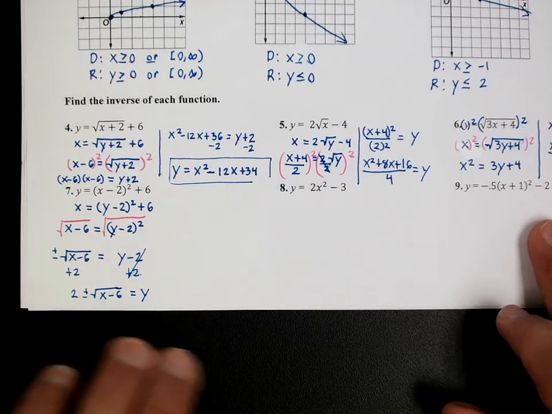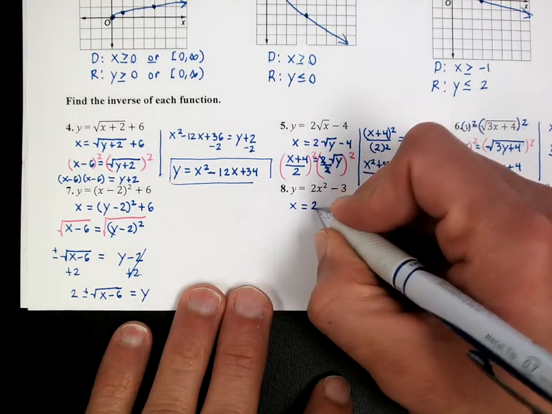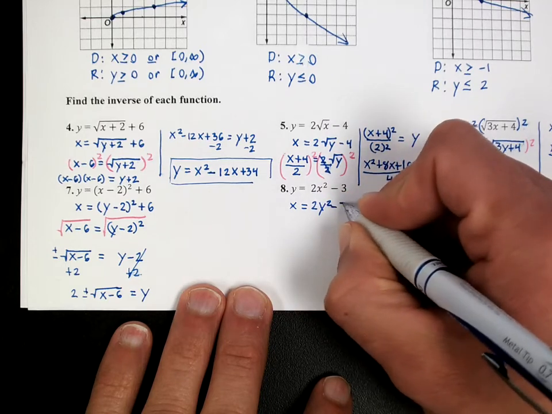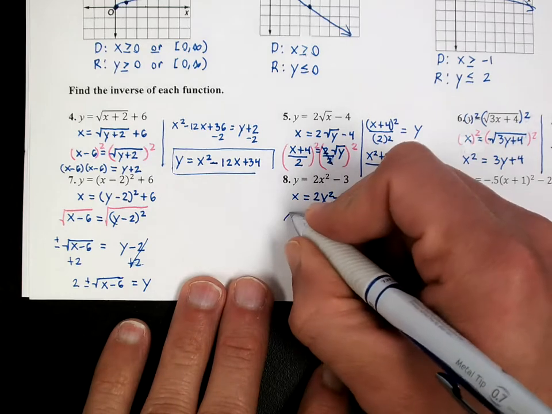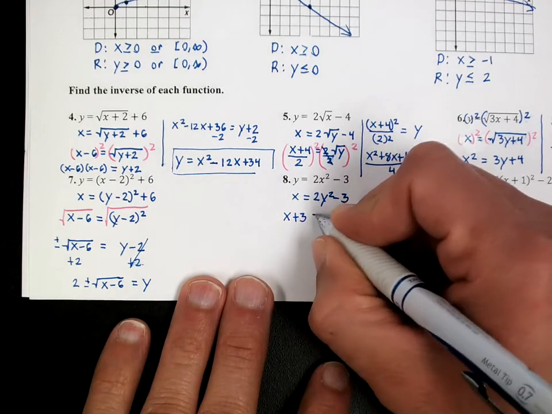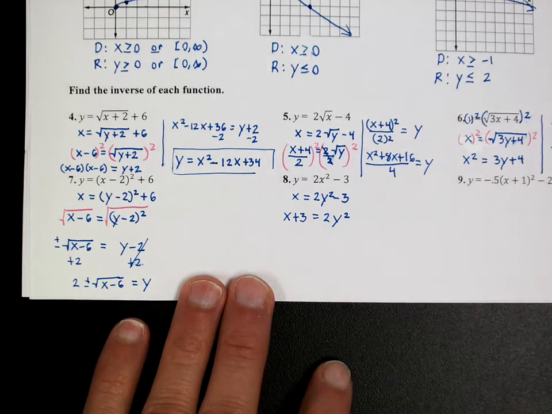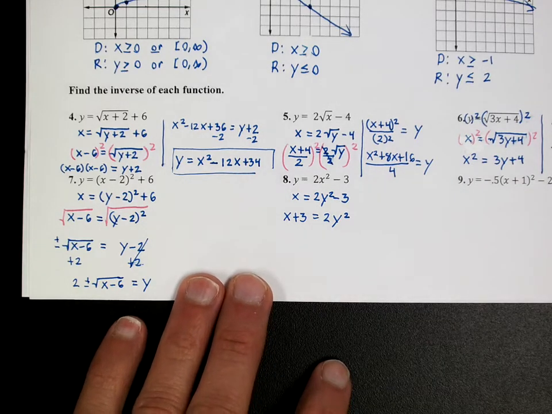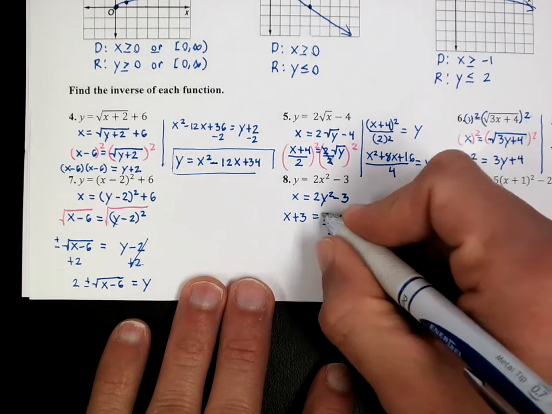Alright, let's go to number 8. Same idea. We're going to start off by switching the x and y, and then we're going to solve for y. So we're going to start off by adding 3. We have 2y squared. Again, we want to isolate the term that's being squared. In this case, it's just y squared. So we're going to go ahead and divide by 2.